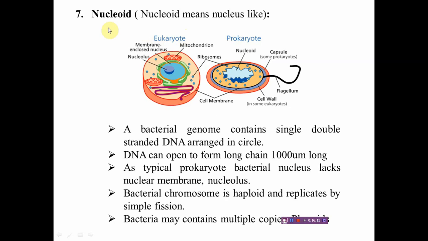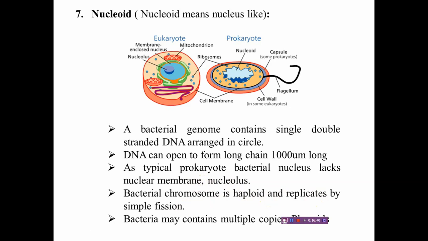The DNA of the bacterial cell is a genome, which is a single double-stranded circular chromosome. And the DNA is about 1000 micrometers long. The DNA is not surrounded by any membrane, that is, there is an absence of a nucleus. And this DNA is haploid, and it replicates by simple fission.